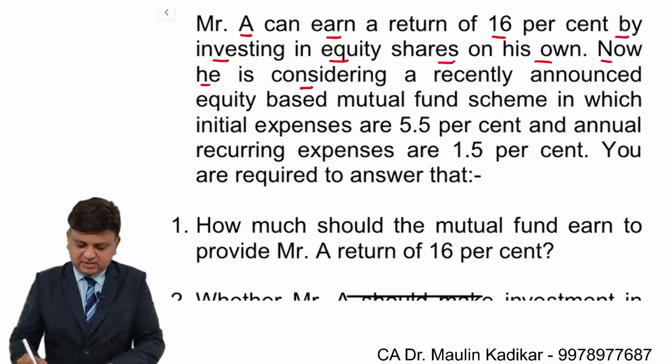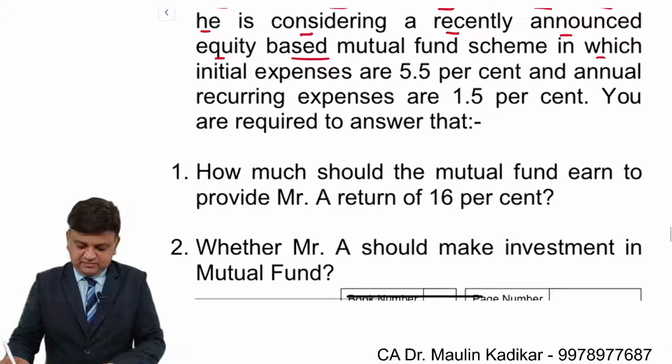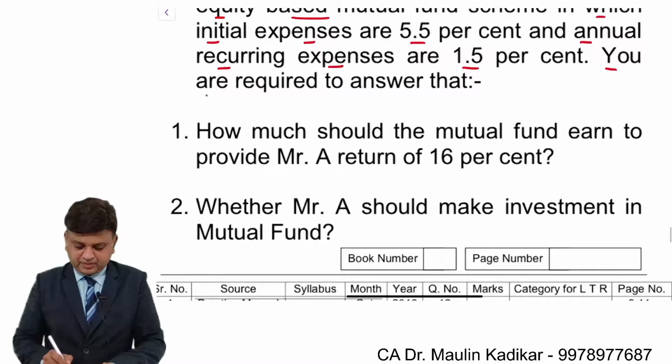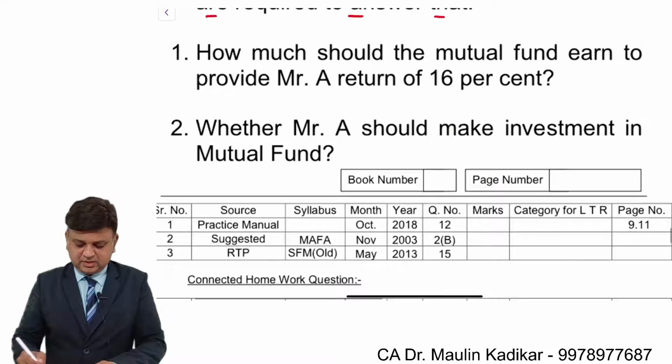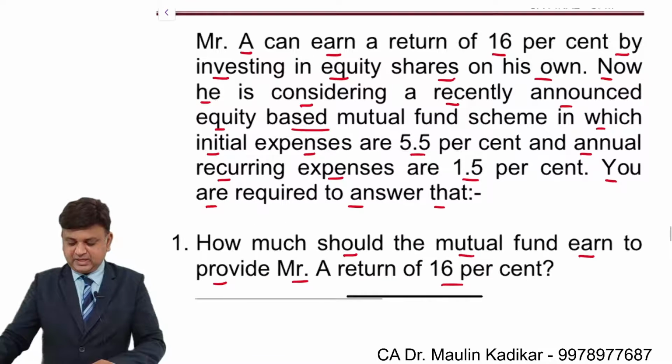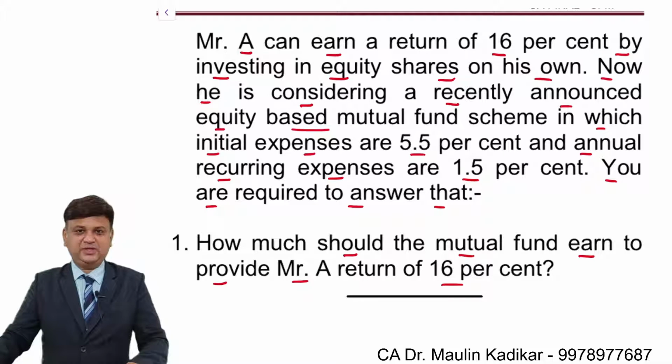Now he is considering a recently announced equity based mutual fund scheme in which initial expenses are 5.5% and annual recurring expenses are 1.5%. You are required to answer how much should the mutual fund earn to provide Mr. A a return of 16%? That is the question. Everybody is requested to go through the question, please. Then we'll discuss how to do it.